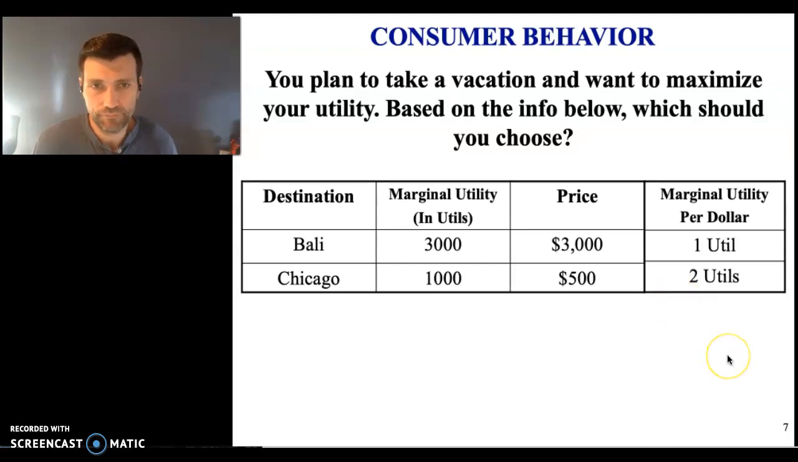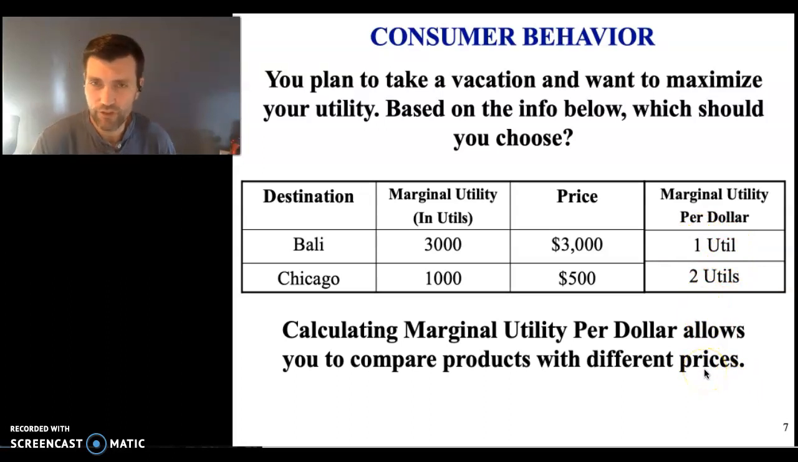Here's another example. If you were to go to Bali, you might get 3,000 units of satisfaction. Chicago, 1,000 units of satisfaction. It's a little cold there now in the wintertime. Bali, though, is 6 times the price of Chicago. So just looking at these numbers, without having calculated the marginal utility per dollar, we can see that Chicago is the better bang for your buck. You get 2 utilities per dollar as opposed to going to Bali to get you 1 utility per dollar.